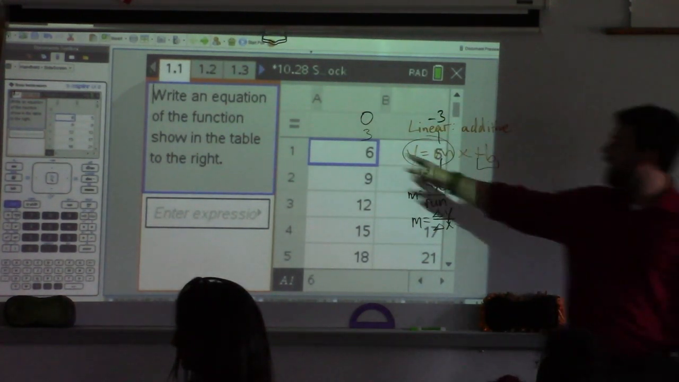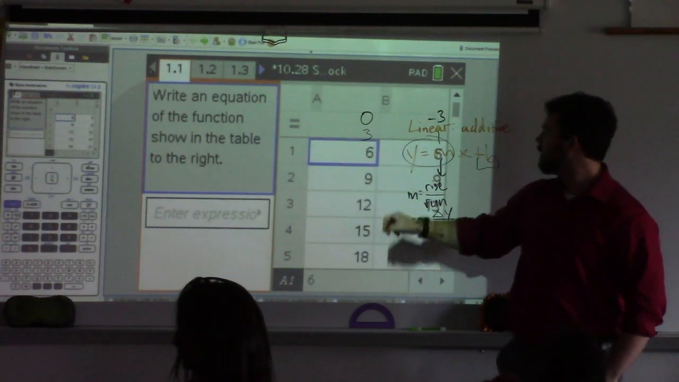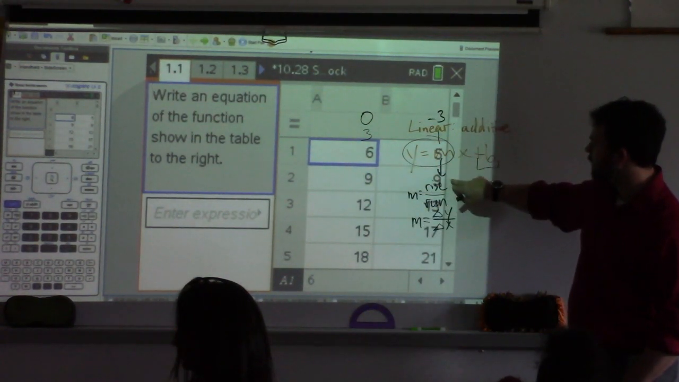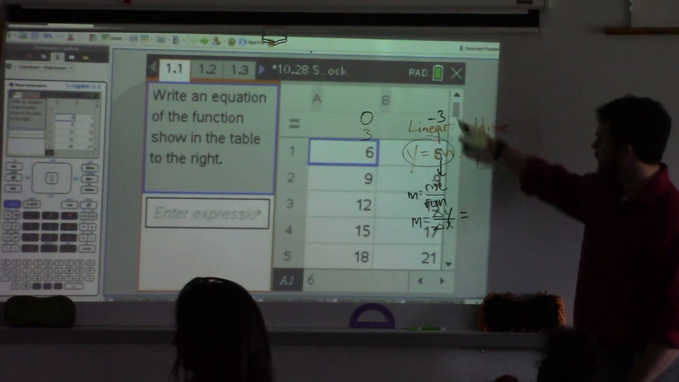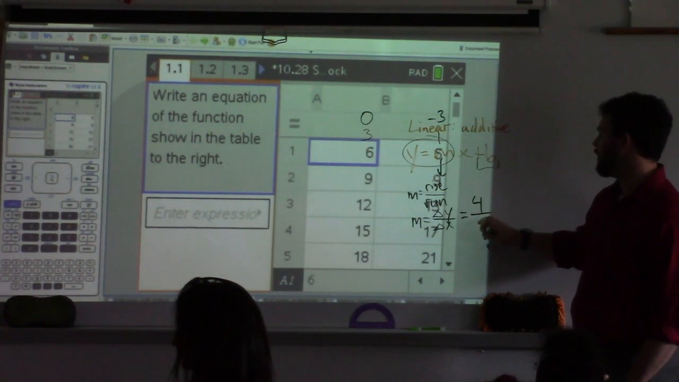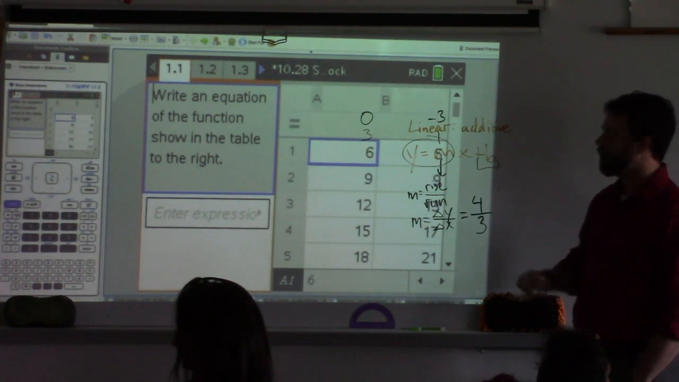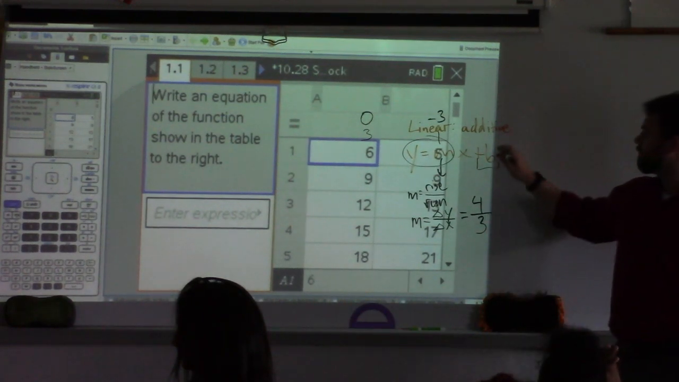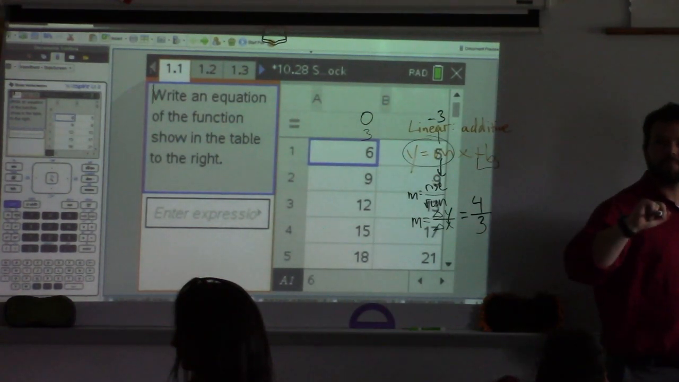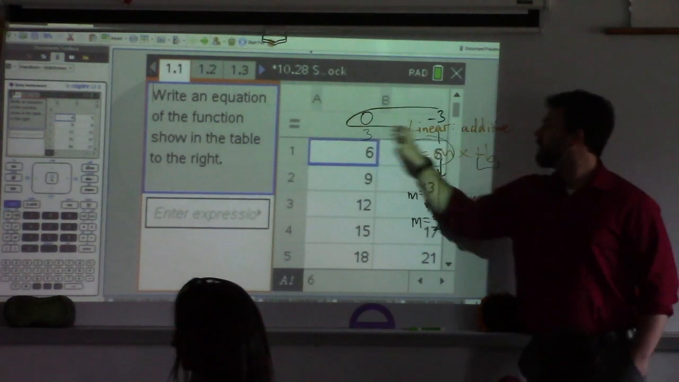And so notice we're following the patterns, right? On the left-hand side, we're repeatedly adding 3. Right-hand side, we're repeatedly adding 4. Notice how the change in y is 4, the change in x is 3. What's the y-intercept? Negative 3, thank you.